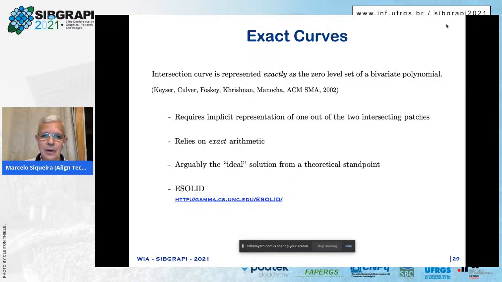And if you are curious about this area, I would definitely recommend that you take a look at this work, because it shows a lot of beautiful results from the theoretical point of view, algebraic geometry from a computational point of view, and also something that is practical.